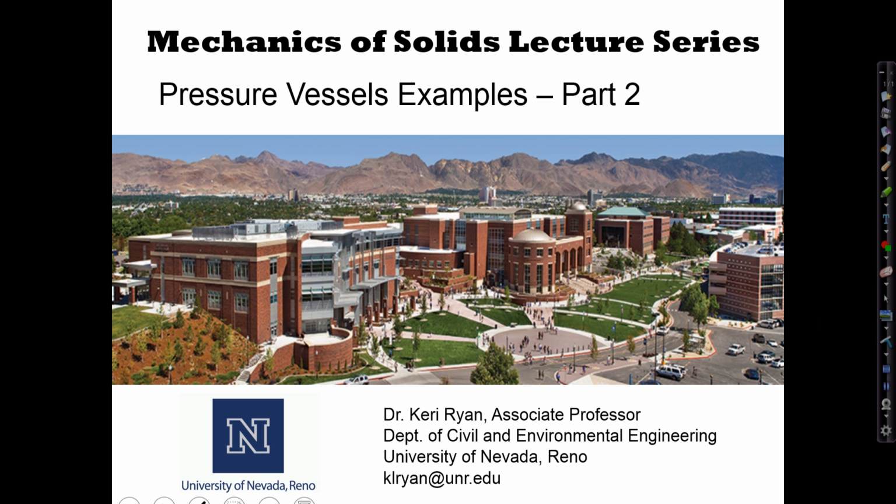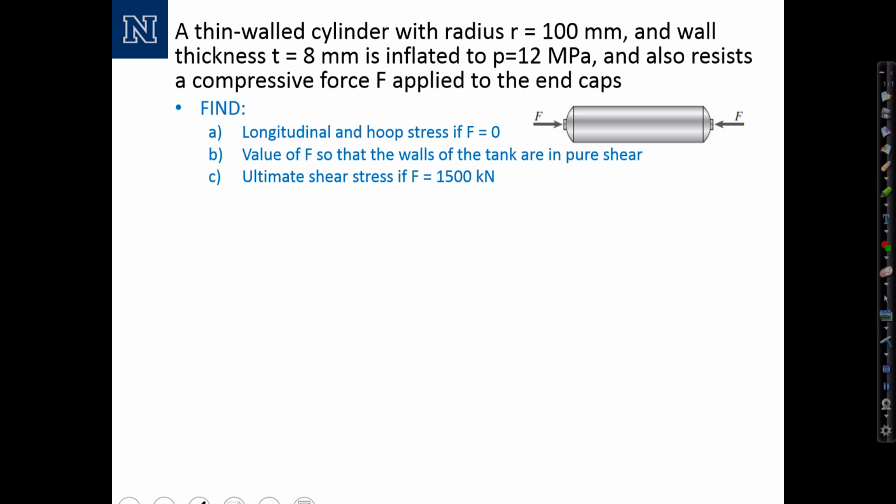In this series of videos, we're working examples using pressure vessels. In this example, a thin-walled cylinder with a radius r equals 100 millimeters and wall thickness t equals 8 millimeters is inflated to a pressure of 12 megapascals and also resists a compressive force F applied to the end caps. And here the illustration shows how the force F is applied. It's just an additional force in the axial direction.